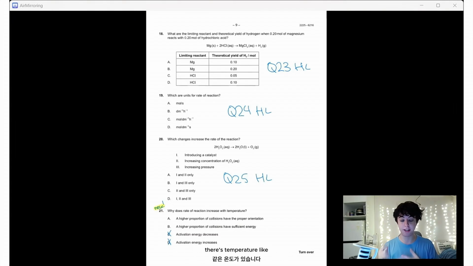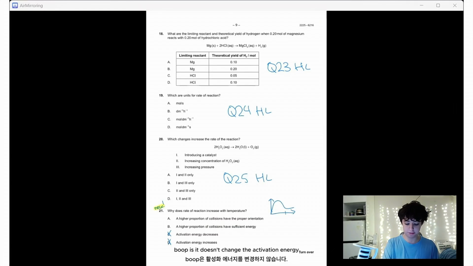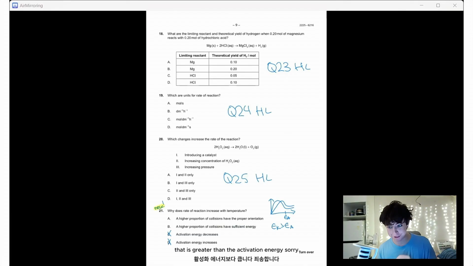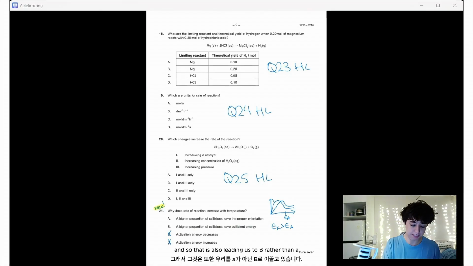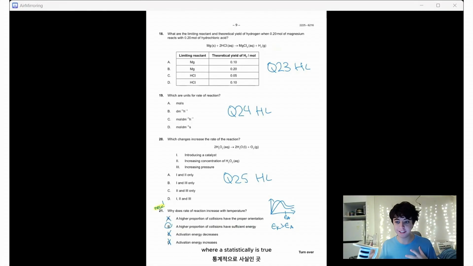Okay. Because temperature, like if you're drawing your Maxwell-Boltzmann distribution curve, it doesn't change the activation energy, it just changes the proportion of the collisions with enough energy that is greater than the activation energy. Sorry, my bad. Okay. And so that is also leading us to B rather than A, where A statistically is true, but it's not going to be the reason why it increases with temperature. Okay. It's not the main reason.